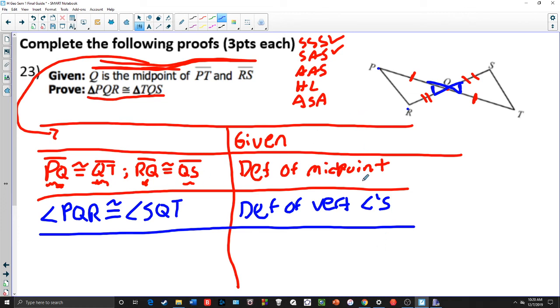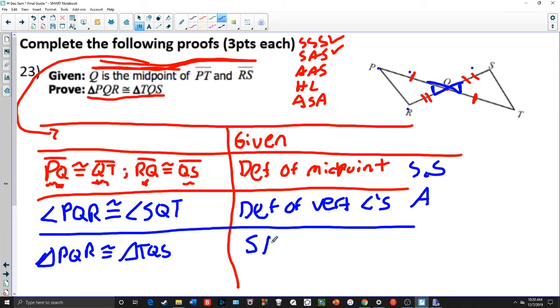So now I have two sides. Here I have an S and an S, two sides, and I have an angle. The only one that fits that is side, angle, side. So I'd say that triangle PQR is congruent to triangle TQS by side, angle, side.